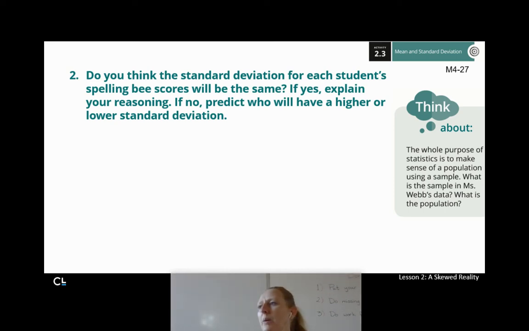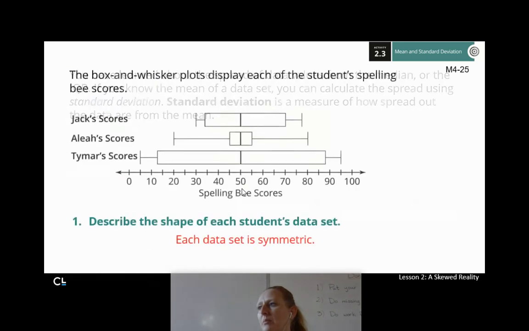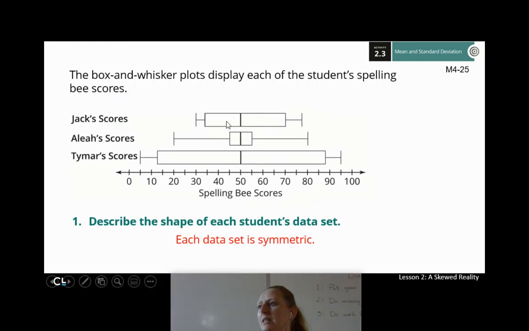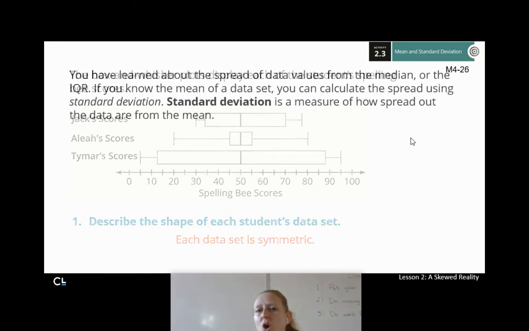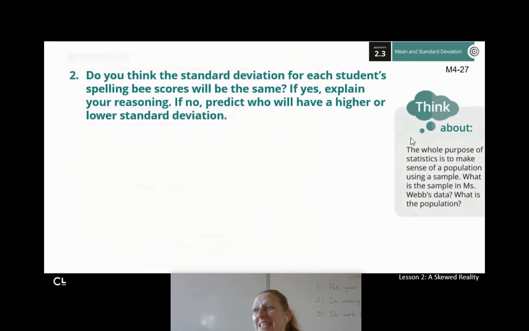So first of all, I went back to the box and whisker plots, and I can see that the spread is not the same. Some of these are more spread out than others. Like check out Tamar. Tamar's is way spread out. He's going to have a pretty high standard deviation. Jack and Aaliyah are a little closer together, and I'm having a hard time deciding between the two. Aaliyah has a really tight box in the middle, but Jack's minimum to maximum is smaller. So one of these two is going to have the smaller standard deviation, less spread.